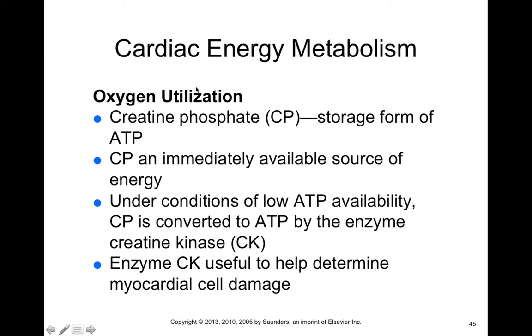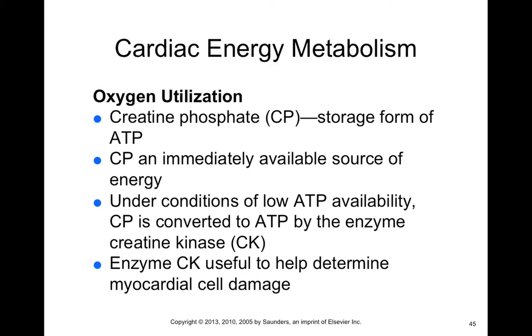Now, we know that your heart requires a tremendous amount of ATP, and it turns out that we get most of our ATP from aerobic respiration or aerobic processes in our cells. So most of the ATP that we can make in our heart muscle cells comes from oxidative phosphorylation in the mitochondria, which does require a significant amount of oxygen.